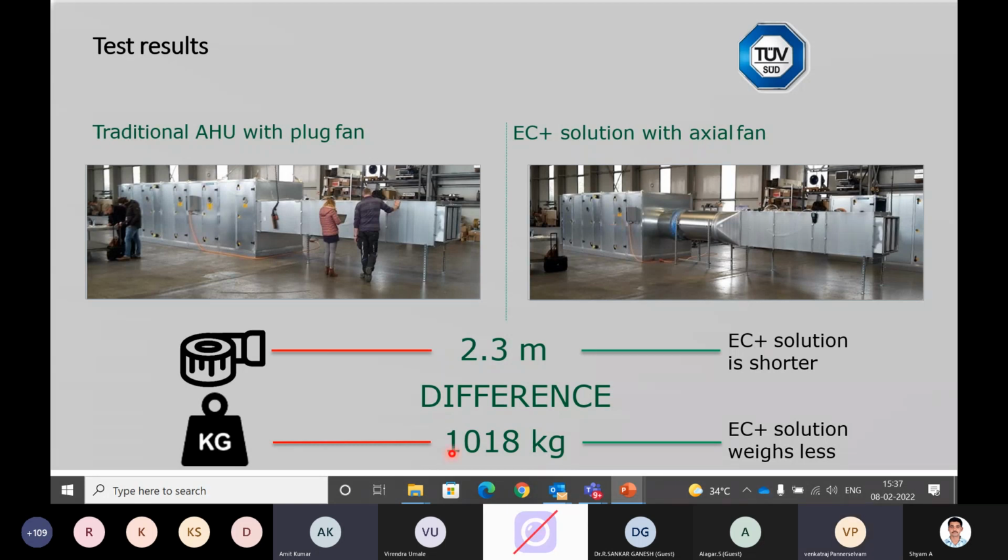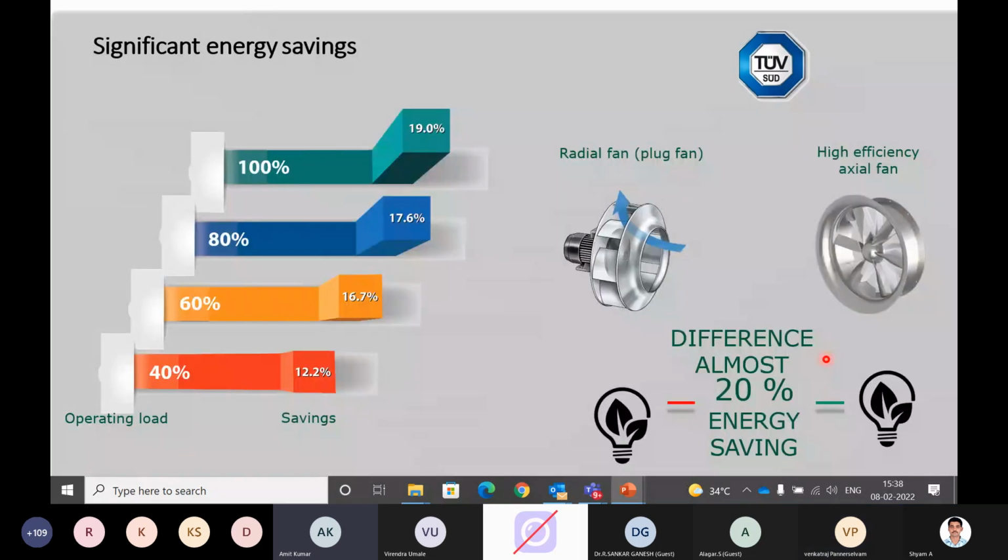See 1018 kg, this solution is less compared to the traditional AHU with the plug fan. So you can imagine this kind of difference, and accordingly the efficiency also plays an important role. So this is the overall system efficiency I explained: the operating load, even in different load conditions like 40% or 60%, even 80%, you can see the difference is very, very minimal.